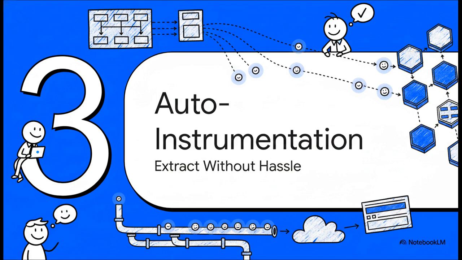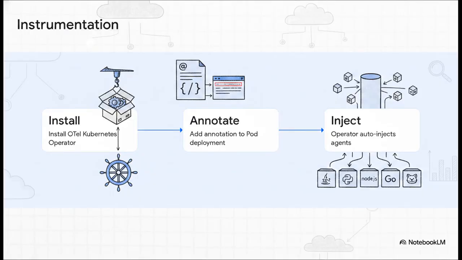Which brings us to part 3. Low-code auto-instrumentation, extracting without the hassle. Now, if you have dozens of microservices written in Java, Python, Node.js, Go, manually instrumenting all that code would literally take months. Instead, we use the OpenTelemetry operator for Kubernetes. It's this beautifully simple 3-step process. First, you install the operator into your cluster using a Helm chart. Second, you add a single line of metadata, just an annotation, to your application's Kubernetes deployment file. And third, the operator just takes over.